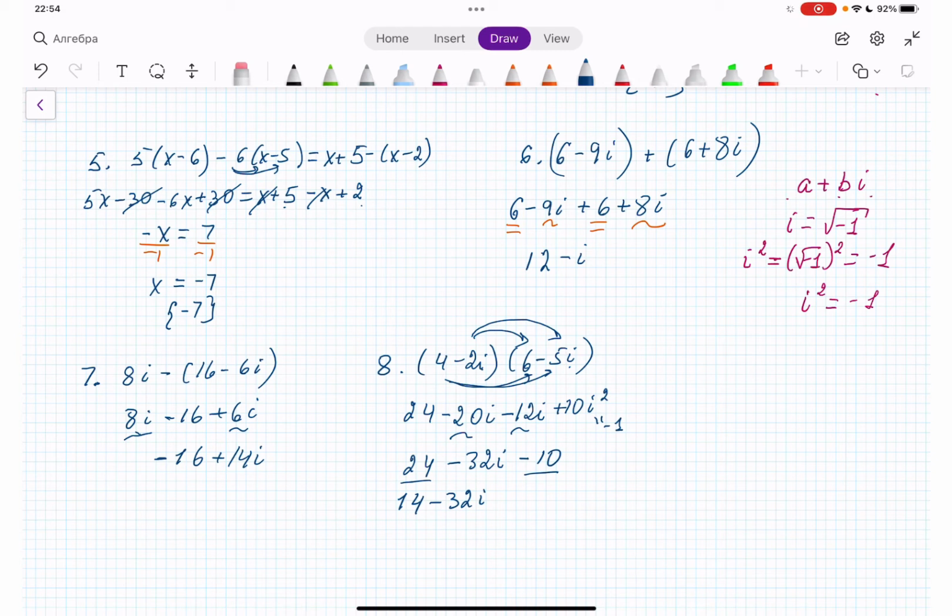Question number 9, we need to multiply. What do we have? 7 plus 8i squared.